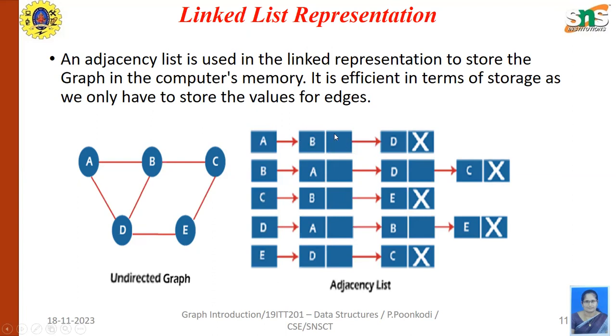Already you know that a linked list has a data field and an address field. If a further node is there, then the address field will be enabled, else it will be marked as a null value. Likewise, B is connected with A, D and C. C is connected with B and E. D is connected with A, B, E. And E is connected with D and C. This is the linked list representation.